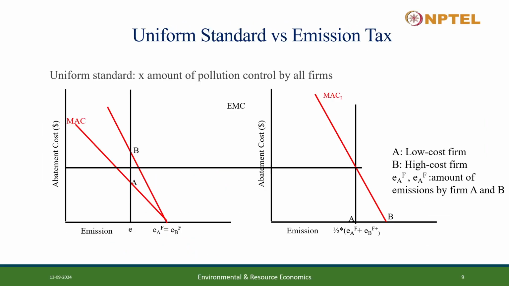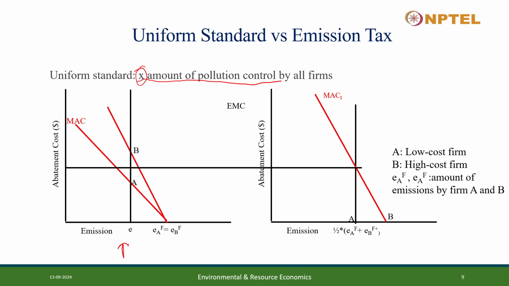So now we will move towards the comparison of uniform standard system and emission tax system. What is uniform standard system? In uniform standard system, the regulator will tell each of the firm to abate X amount of pollution control. The regulator will say all of you have to reduce this amount of emission by this time or whatever. So this is uniform standard and we are comparing uniform standard with the emission tax system.